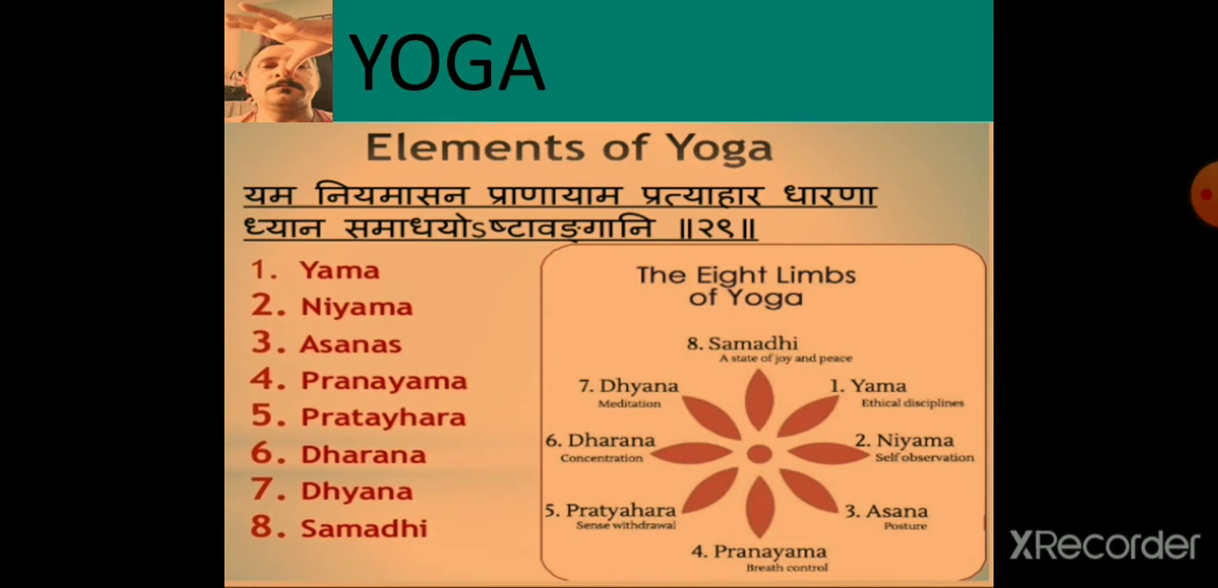means 8 parts of the yoga, 8 parts of the body of the yoga. So these 8 parts are there: yam, niyam, asan, pranayam, pratyahar, dharana, dhyan, samadhi. The practice of these 8 elements is in an order.